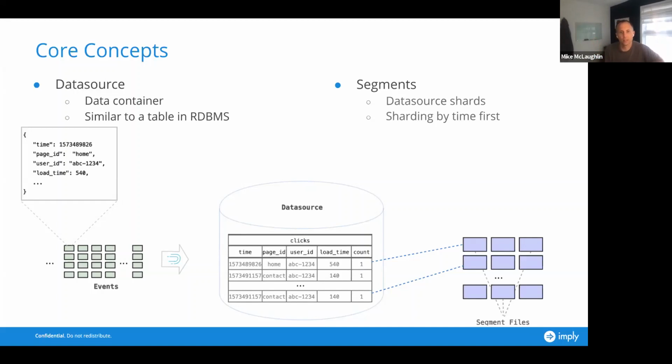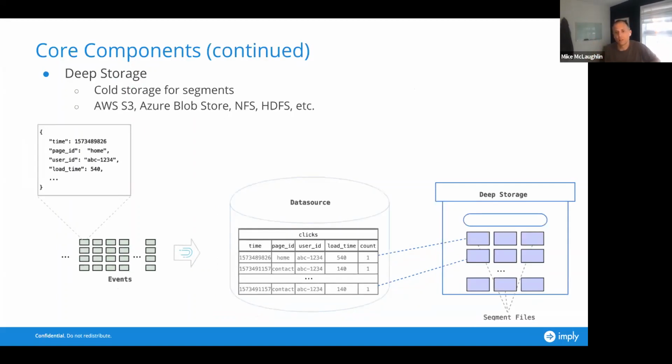These segments, these shards that are built up, you can picture them as an hour block of time or a day. They're basically sharded into a window of time. You have flexibility to control how those are sharded.